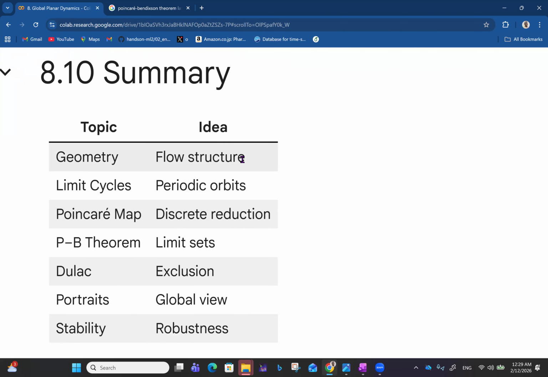So in summary, we have geometry. Geometry shows us the flow structure. Limit cycles talk about periodic orbits. The Poincaré map talks about dimension reduction, and the Poincaré-Bendixson theorem talks about limit sets, that there's no chaos in two dimensions. Then Dulac gives us the possibility of exclusion, like excluding cycles, right? Then phase portraits give you a global view, and I demonstrated the process of getting that global view.